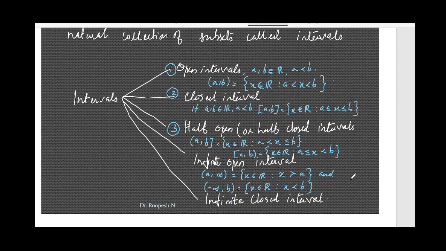Okay. Here you should note that one contains no upper bound and the other contains no lower bound, while the earlier ones are bounded. This one is not bounded above and this one is not bounded below. Now coming back to infinite closed interval.